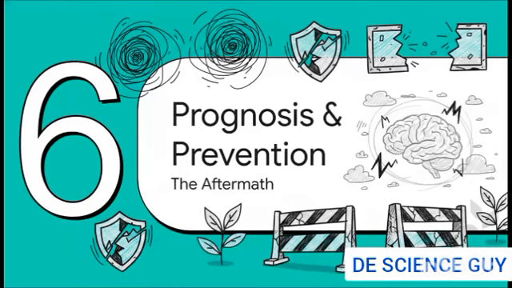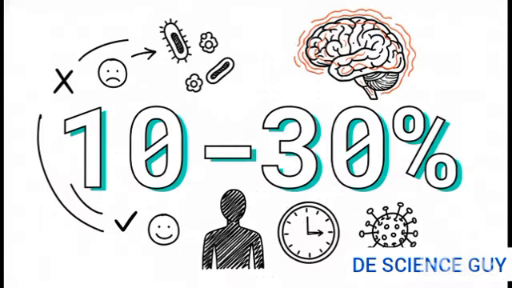Finally, Section 6. Complications, Prognosis and Prevention. The Aftermath. I really want you to just look at the staggering number, 10 to 30%. That is the mortality rate for bacterial meningitis, even with state-of-the-art modern medical treatment. The prognosis depends really heavily on the causative organism, the age of the patient, and how incredibly fast treatment was started. Now, viral meningitis generally has a much better prognosis, but bacterial, it remains a highly lethal threat.